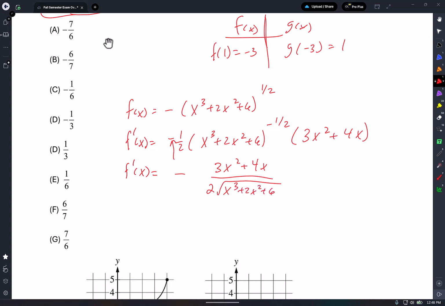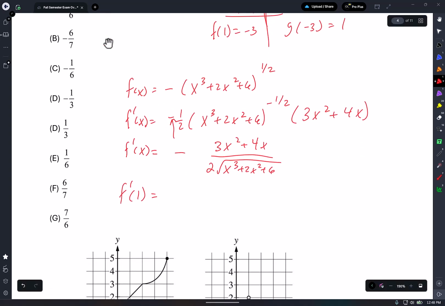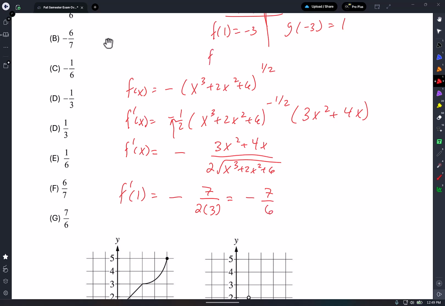All right, now we're ready. f prime of 1 equals, negative on the outside, and then let's see. 1 squared is 1, 1 times 3 is 3, and 4 times 1 is 4. 4 plus 3 is 7. Over 2 times, 1 cubed is 1, 1 squared is 1, so 1 plus 2 plus 6 is 9. The square root of 9 is 3. So there it is, a -7 over 6. So I'm going to write right here, f prime of 1 equals -7/6.